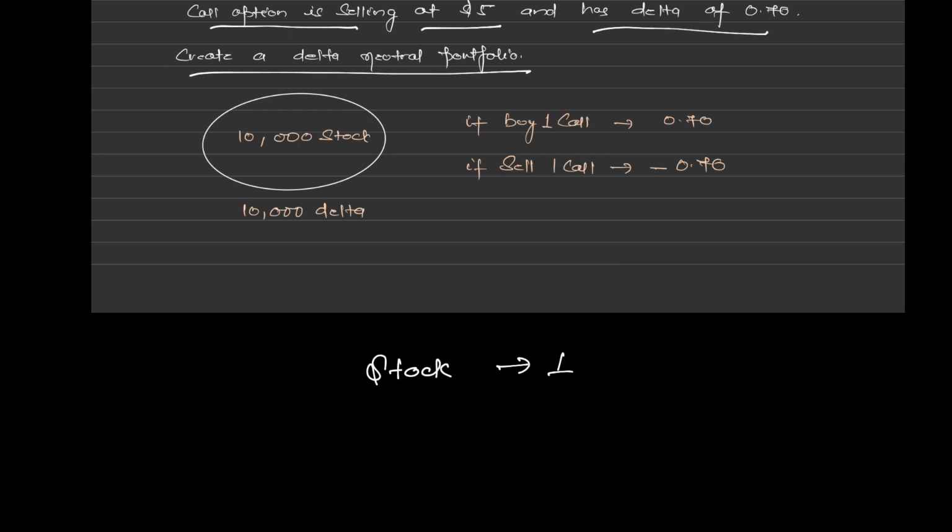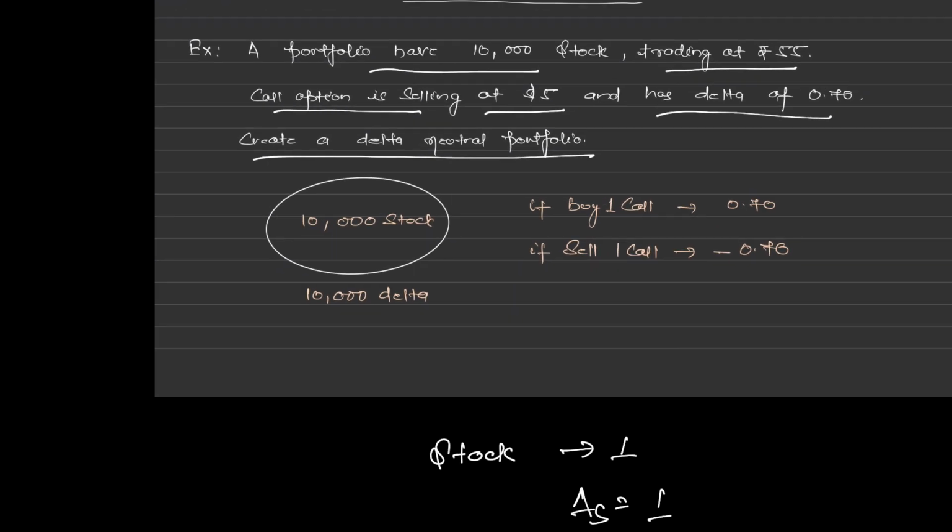Okay, I'm asking what is the delta of stock? Then you will say, what is the change in the stock price due to 1 unit change in stock price? I am dependent on myself. So that is the delta of stock, which is 1. If I change this by 1 rupee, it changes by 1 rupee, right? So the delta of stock is 1. So what is the delta of the whole portfolio? 10,000 into 1. That is 10,000 delta.